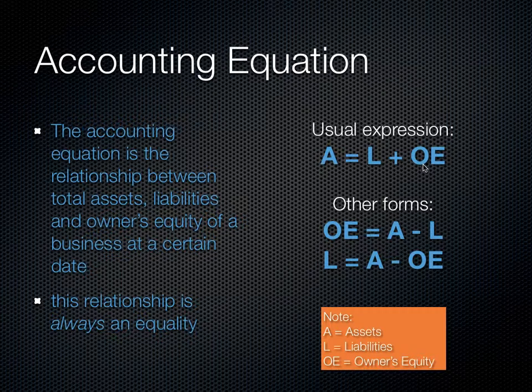You can pretty easily just learn and memorize the 3 forms of the accounting equation. A equals L plus OE. If we rearrange it to get owner's equity by itself, if we just want to calculate owner's equity, that's equal to assets minus liabilities. And if we just want to isolate liabilities and work them out, then we can do that with assets minus owner's equity. That will give us liabilities. Just a quick note that we're starting to use some abbreviations here: A for assets, L for liabilities, and OE for owner's equity.